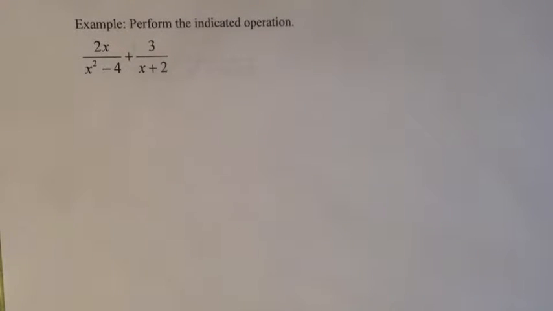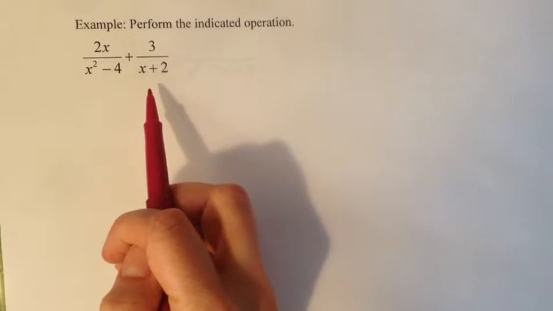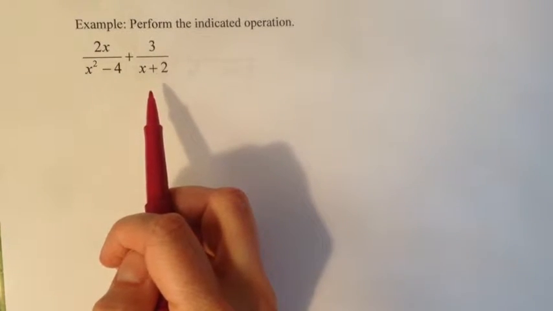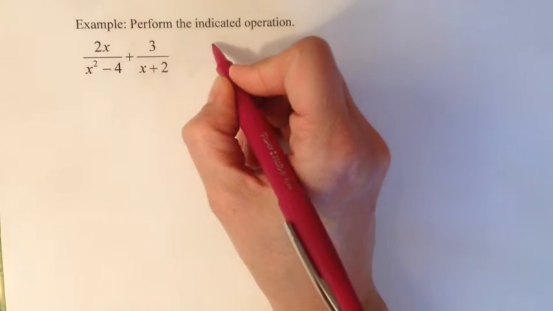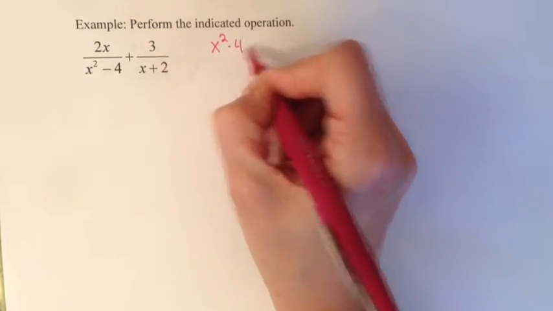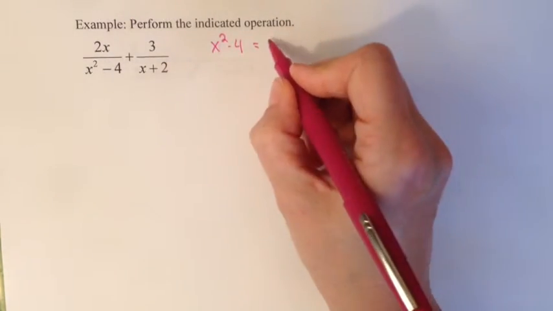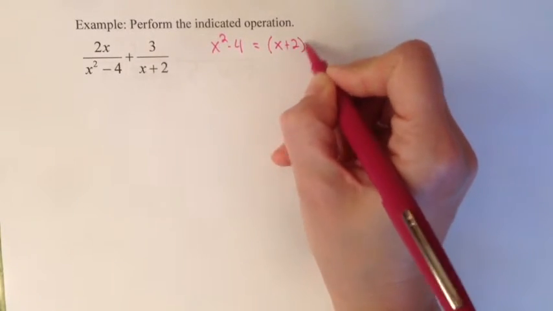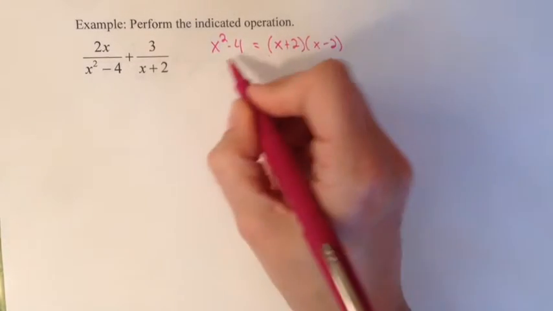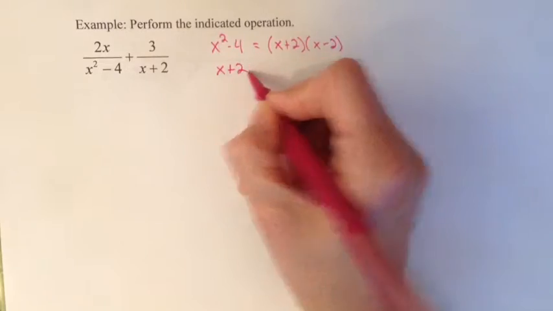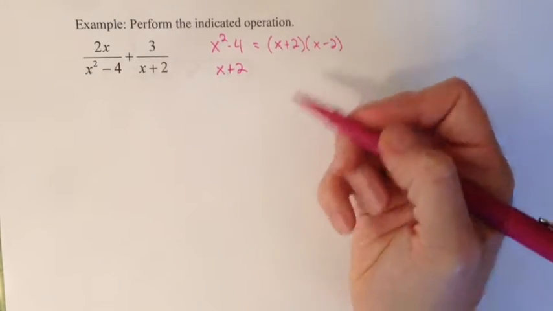For my second example, we have a couple of rational expressions to add together. Our first step is still to find the least common denominator. In this case, it looks like I'm going to need to factor these denominators in order to figure out what that least common denominator is. So I'll come over here with x squared minus 4, and notice that that can be factored as x plus 2, x minus 2. My other denominator is just x plus 2, which can't be factored any further.